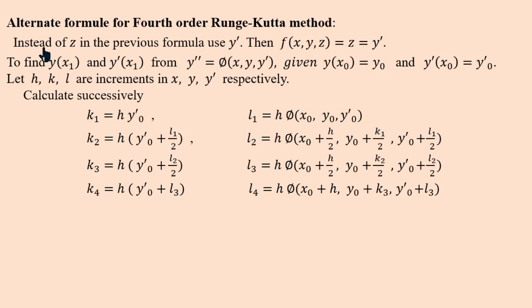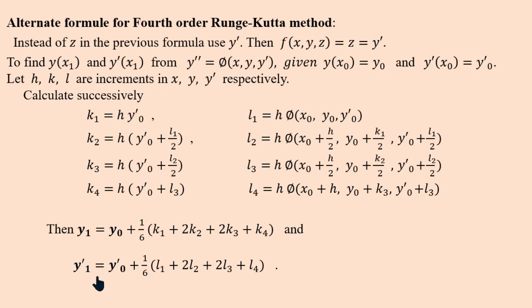Now here see this, instead of z in the previous formula use y dash, then f of x, y, z is nothing but y dash, that is z is nothing but y dash. Therefore if h, k and l are the increments in x, y, y dash, instead of z I have taken y dash, the formula becomes like this. And then find y1 and y1 dash.